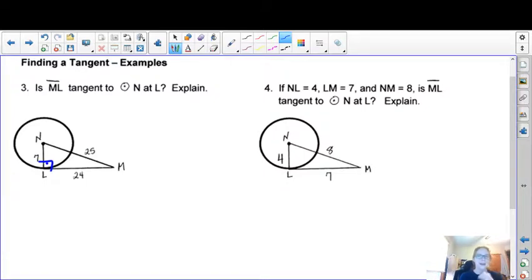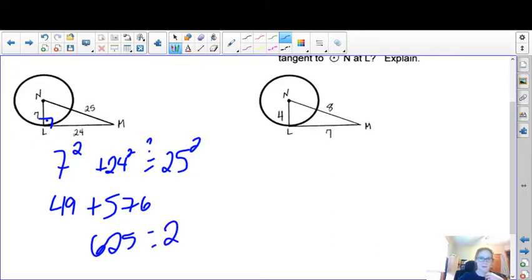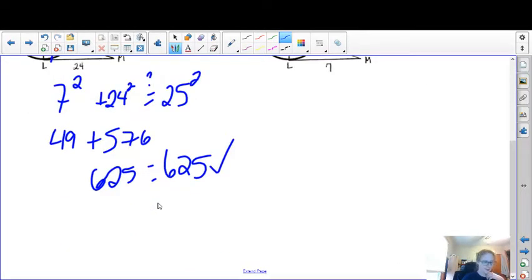My a and my b are the two sides that create the right angle, so it doesn't matter which one I do first. I typically just pick whichever. So 7 squared plus 24 squared, is that equal to 25 squared? 7 squared is 49. 24 squared is 576. What's 49 plus 576? That gives me 625. And I notice 25 squared is 625. Because that statement is true, I can say that line ML is tangent.